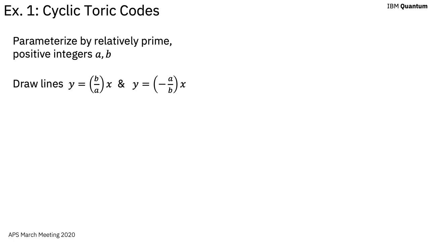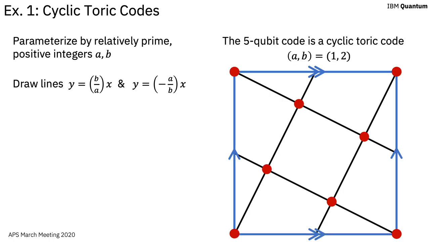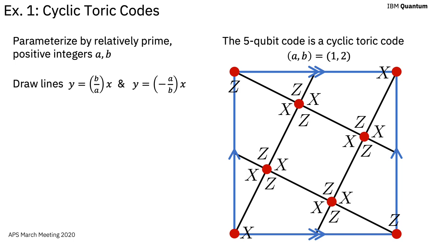Okay, so let's get into some examples. The first example I want to go through are what we're calling cyclic toric codes. The way to draw these is on the torus, you draw two perpendicular lines, y equals bx over a and y equals minus ax over b. And then this is how you draw the graph. If we draw the cyclically anti-commuting lists around every vertex, then you can see explicitly these stabilizers XZZX, the famous 5-qubit code stabilizers, and the code is cyclic because you can translate these square faces along the y equals b over a x direction.